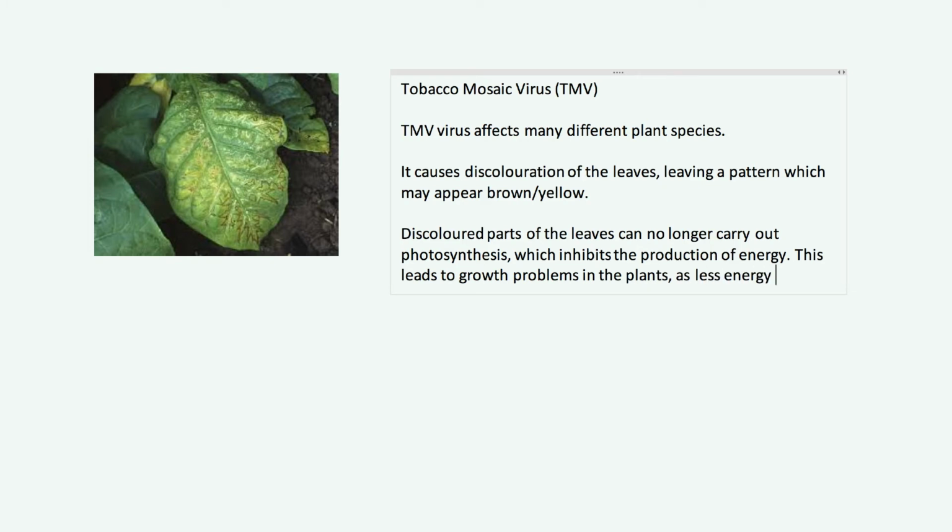So any process which requires energy, photosynthesis in a plant produces glucose. Glucose is then used to obtain energy. That energy is then used to carry out different processes. If infected with the tobacco mosaic virus, or TMV, there is less energy going to be available because less photosynthesis is happening. This means that the plant is going to struggle. One of those major processes which requires energy is growth, and so these plants have growth problems.